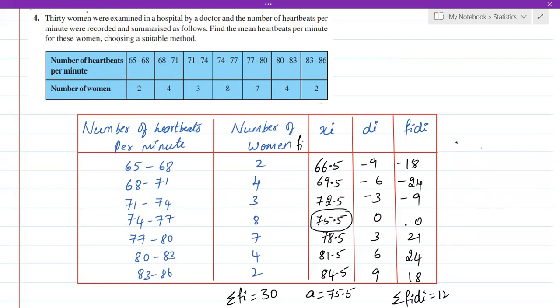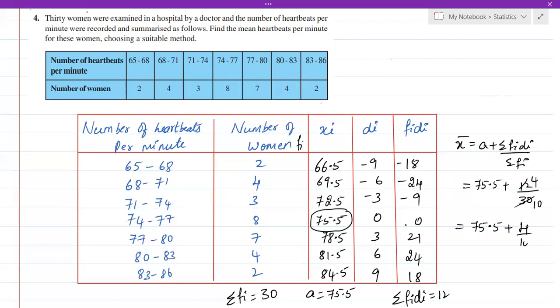Okay, now let's use the formula. X bar is given by the formula a plus summation fi di divided by summation fi. So what is the value of a? The value of a is 75.5 plus summation fi di is 12 and summation fi is 30. So 12 by 30 is 4 by 10, which is actually 0.4. So 75.5 plus 0.4 gives us 75.9. Therefore, the average or the mean heartbeat is how much?